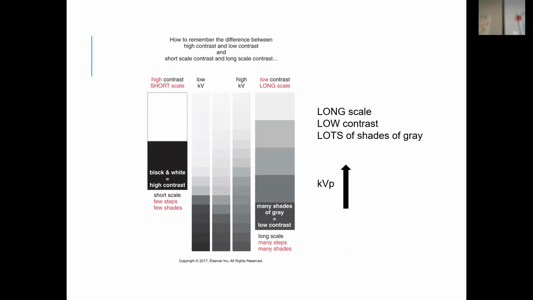Okay, so if we turn up the KVP, then what are we going to result with? Is our end result going to be a long scale, low contrast, or a short scale, high contrast? Long scale, low contrast. And if we turn the KVP down, we're going to end up with short scale, high contrast.